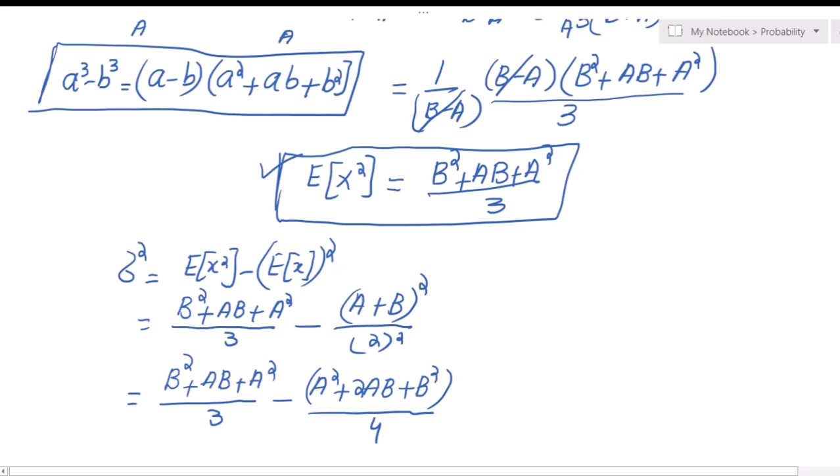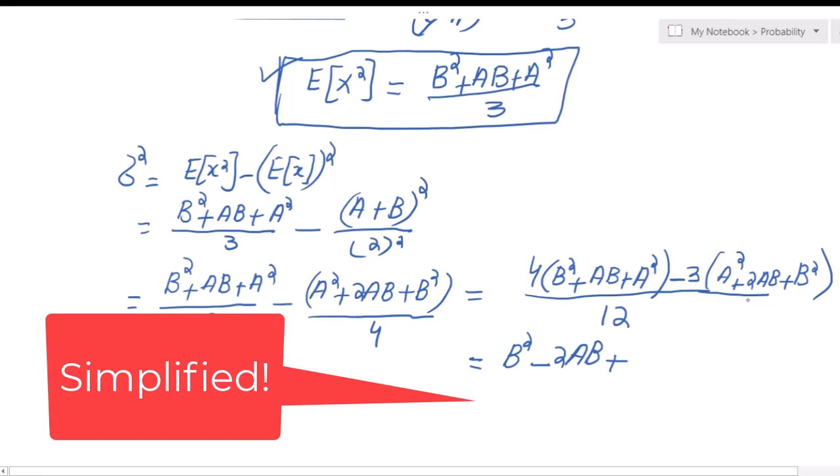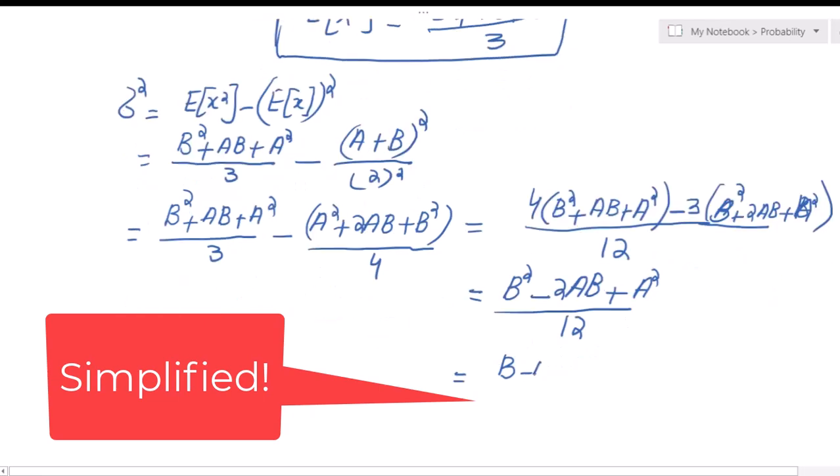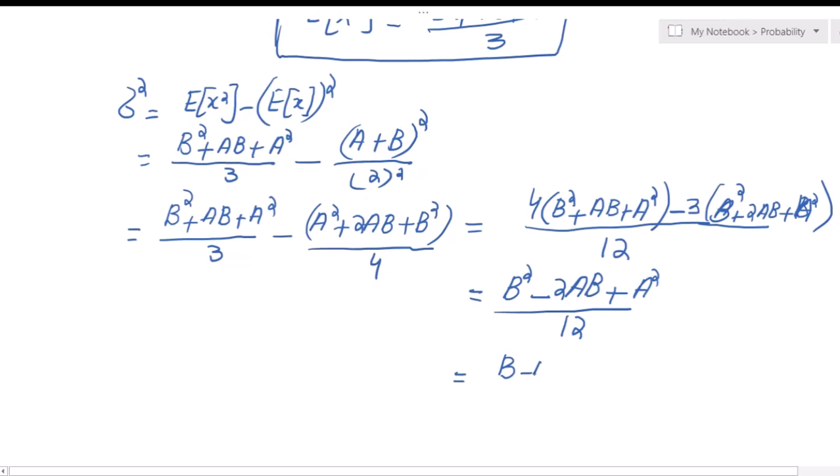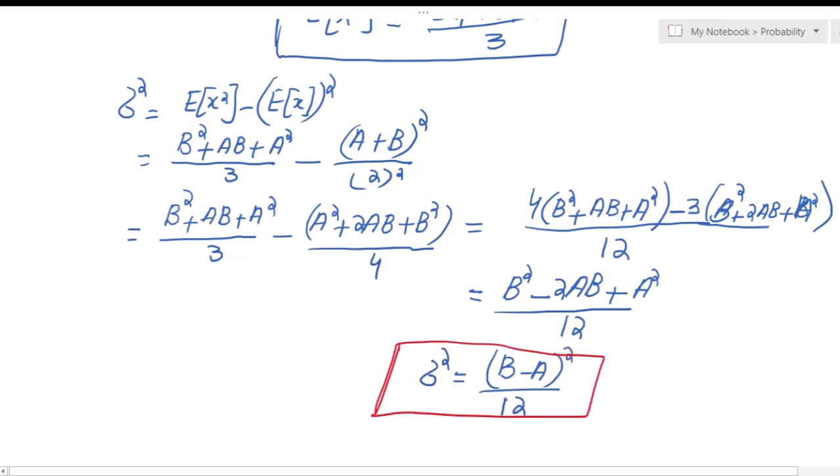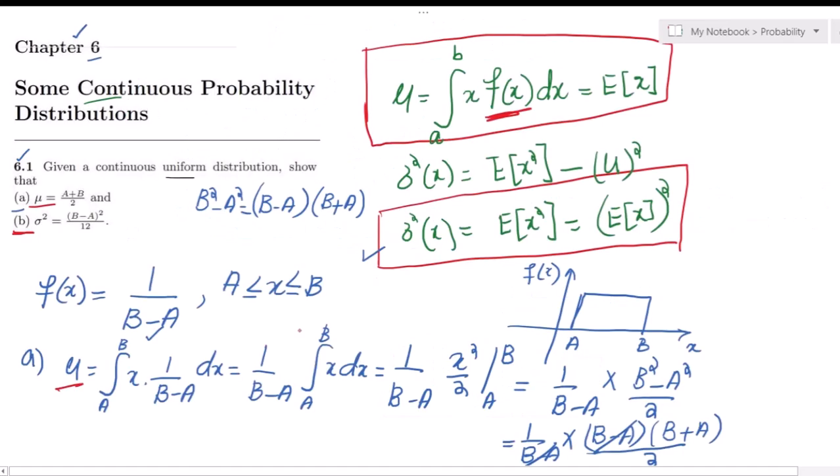Okay, so the LCM of it would be 12, or according to the mathematical formulation, it would be (b minus a) whole square divided by 12. This is the sigma square, and this is the proof which we were asked to find here in this question. This was given here in part B of my question, and that is basically the solution of part B of my question 6.1.